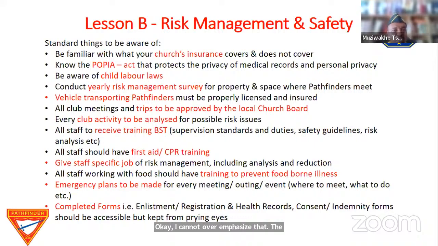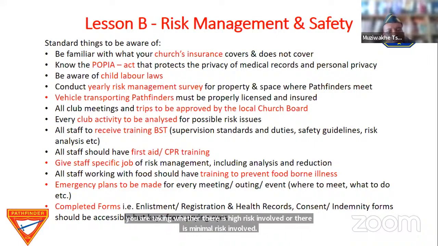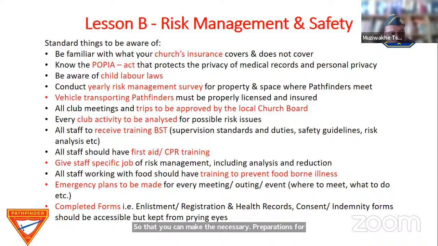The other important standard thing to be aware of is that every club activity should be analyzed for possible risk issues, which means that even when you're about to take a trip, make an analysis, check what kind of trip you are taking, whether there is high risk involved or minimal risk involved, so that you can make the necessary preparations, for example, around issues of supervision when you go. We will touch on that later.